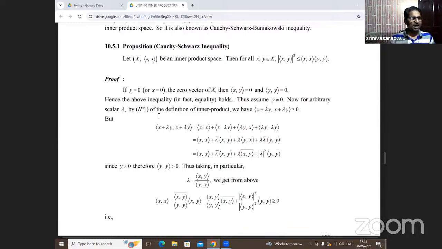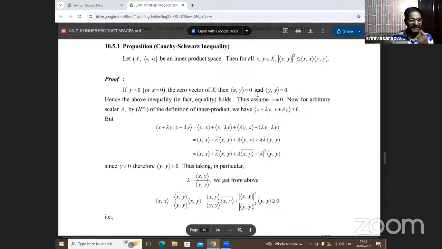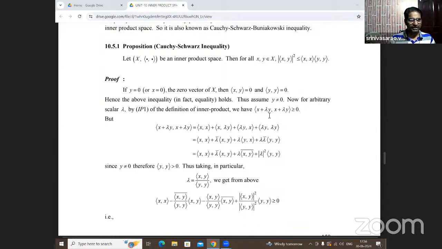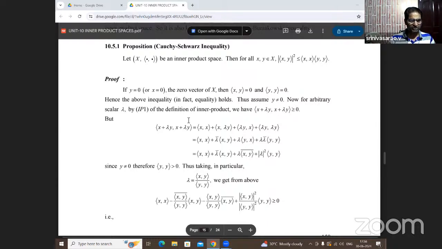The first condition is non-negativity, the positive definiteness of the inner product space definition. So we take x plus lambda y, replacing y by lambda y. Here we replace x by x plus lambda y and y by x plus lambda y. So the inner product of x plus lambda y, where y is a non-zero element. The scalar multiplication is lambda, because lambda y is taken, and x and lambda y are under vector addition. So the inner product of x plus lambda y with x plus lambda y is greater than or equal to 0 by positive definiteness. That is the non-negativity.